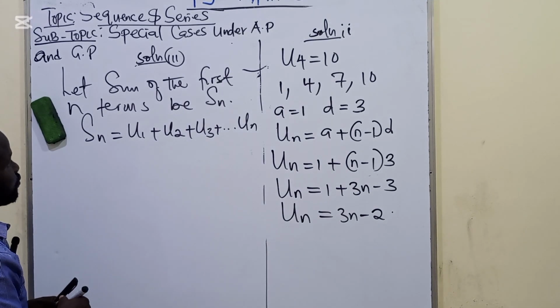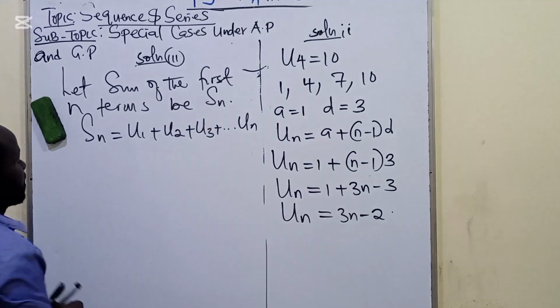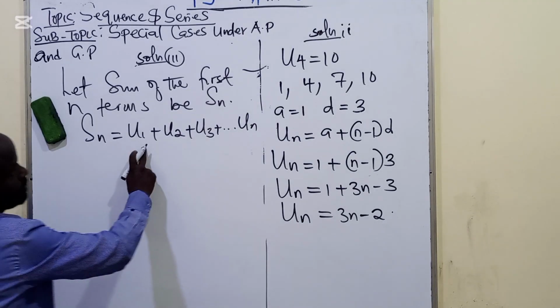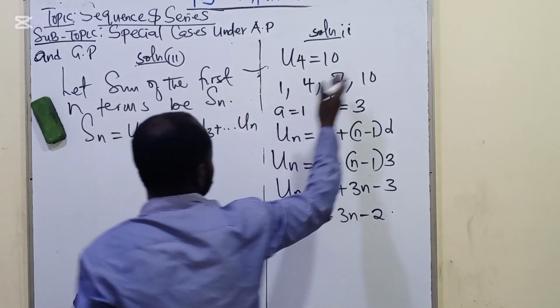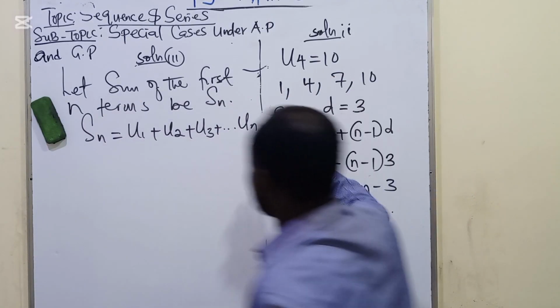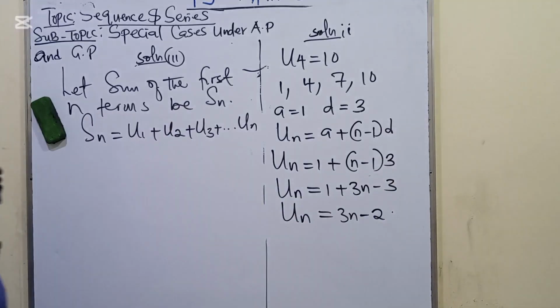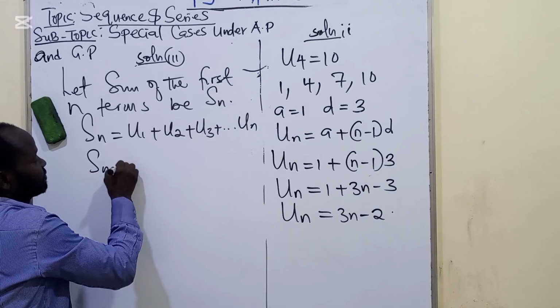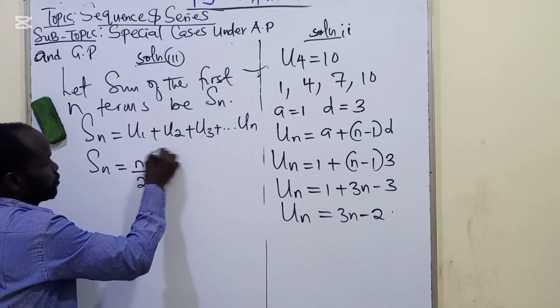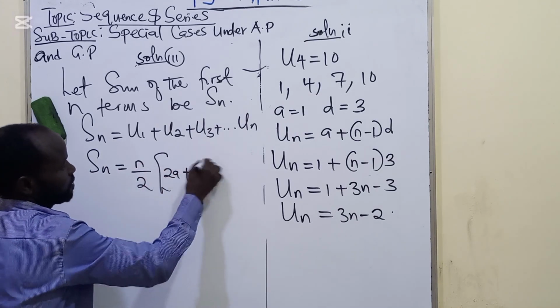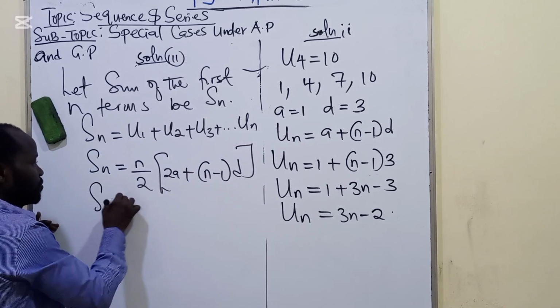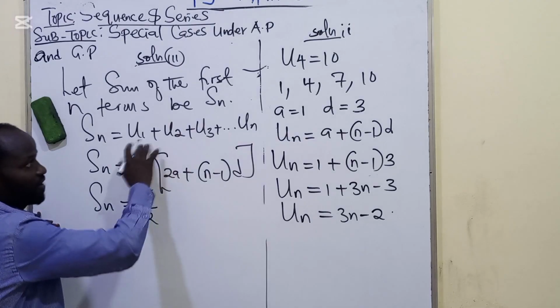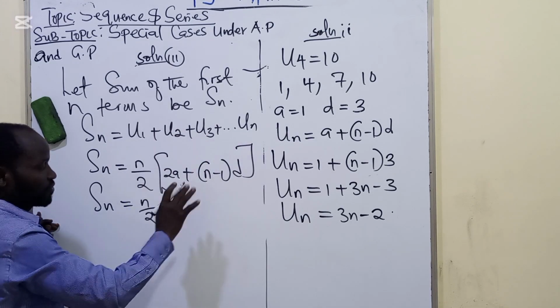So we are asked to find the sum. Let the sum be this. The first term is 1, then the second term is 4, the third term is 7, the fourth term is 10, in that order. But we are asked to find the sum of the first n terms. The sum of an AP is n divided by 2 into 2a plus n minus 1 multiplied by the common difference. So the sum will be n divided by 2, in terms of n.